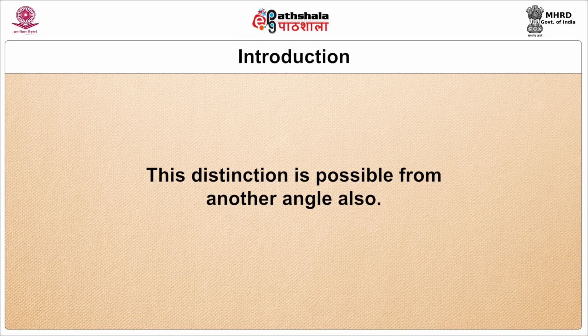This distinction is possible from another angle also. Civil and political rights cannot be given by the state, they are inherent and naturally given. A person has them by birth and he knows how to exercise them. So what he needs is only non-interference from the state. This is not the case with socio-economic rights. They have to be given by the state because people cannot survive without them.